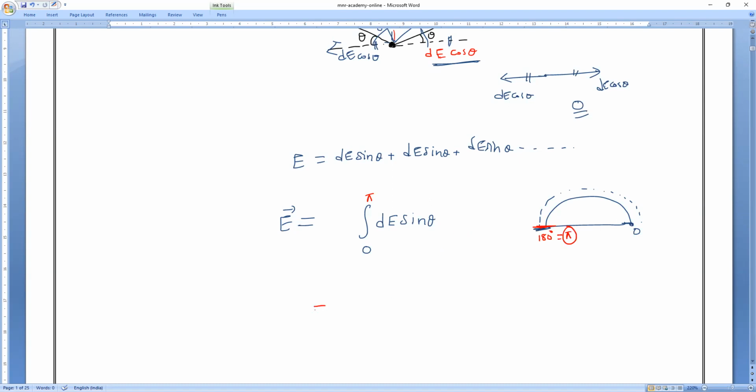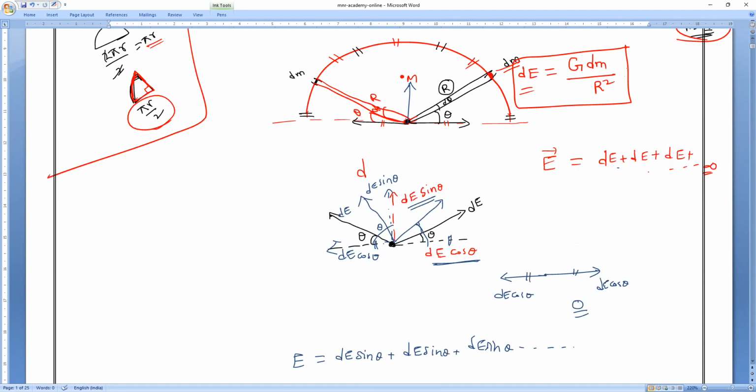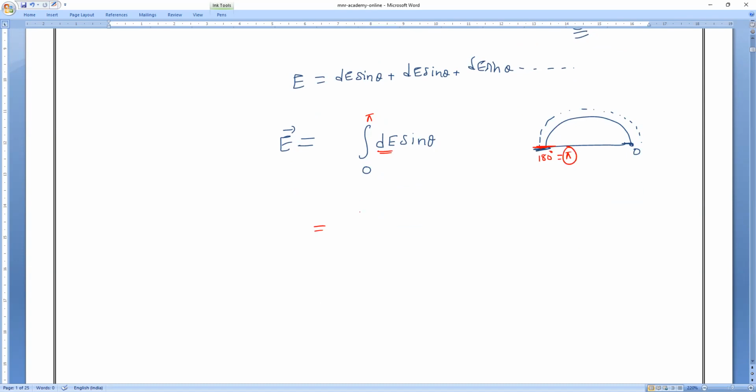That's what it is. Now, we all know the dE. What does dE mean? We already got it. G dM divided by R square. Yesterday's video, I have to watch it. So what are the limits? 0 to pi. dE means G into dm divided by r square and sine theta.